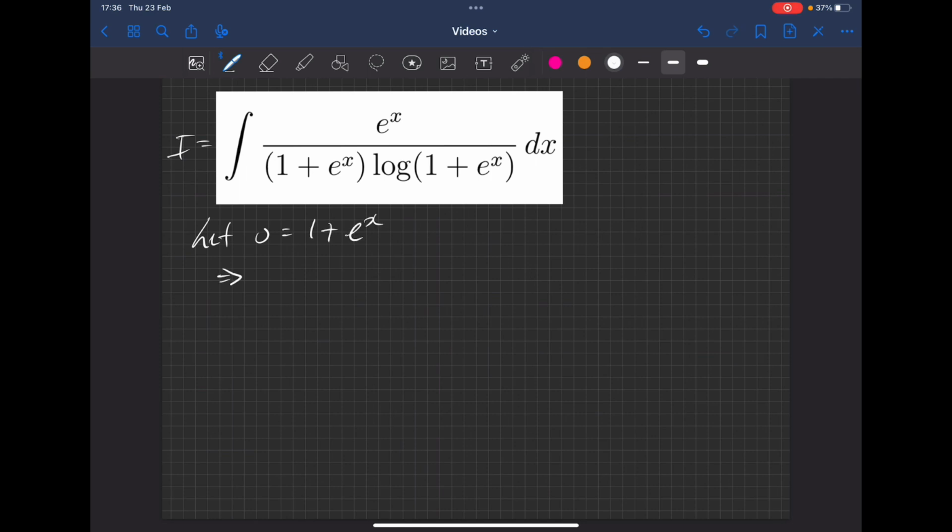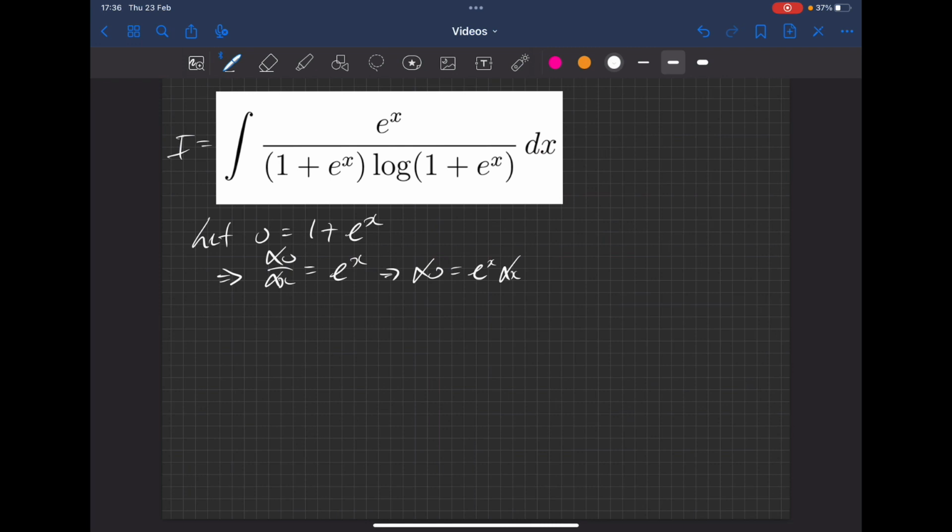So we can differentiate that with respect to x. And what do we get? Well, the 1 disappears, and the e to the x just becomes e to the x. So therefore, our du is going to be e to the x dx, which we can see very nicely on the numerator there. Spot on.